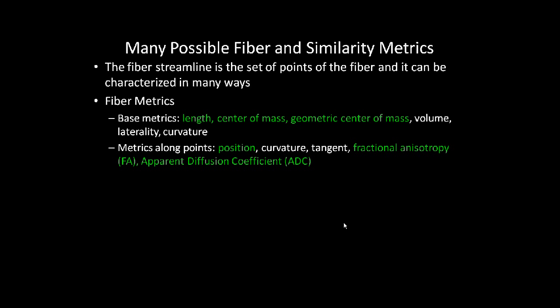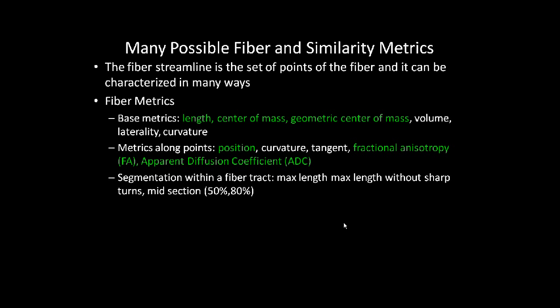Metrics along the fiber are the position, the curvature, the tangent, the fractional anisotropy, that is how much the fibers are representative of a single bundle, and the apparent diffusion constant for the flow of water within the fiber. Then you have the segmentation within the fiber track, things such as the maximum length without sharp turns, the midsection, the 20 to 50%, things like that.